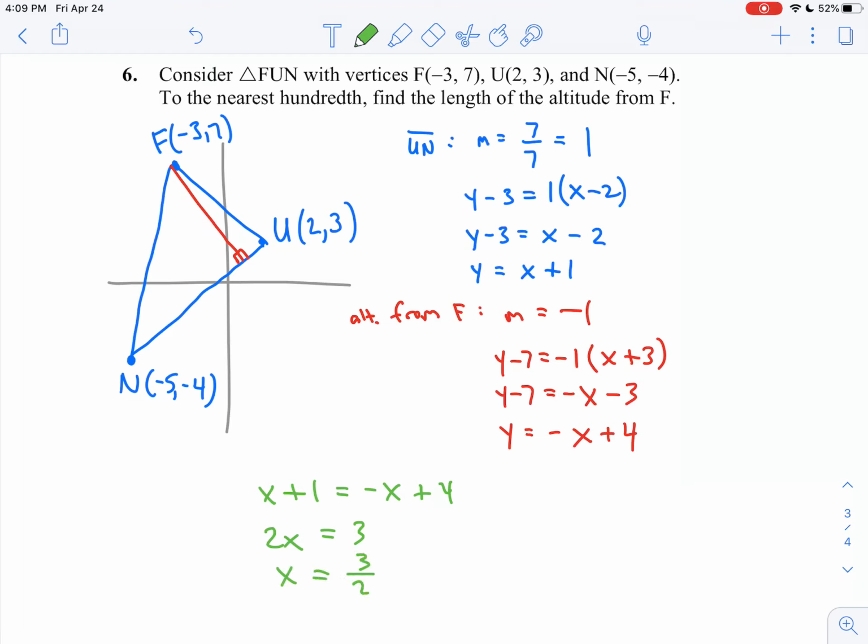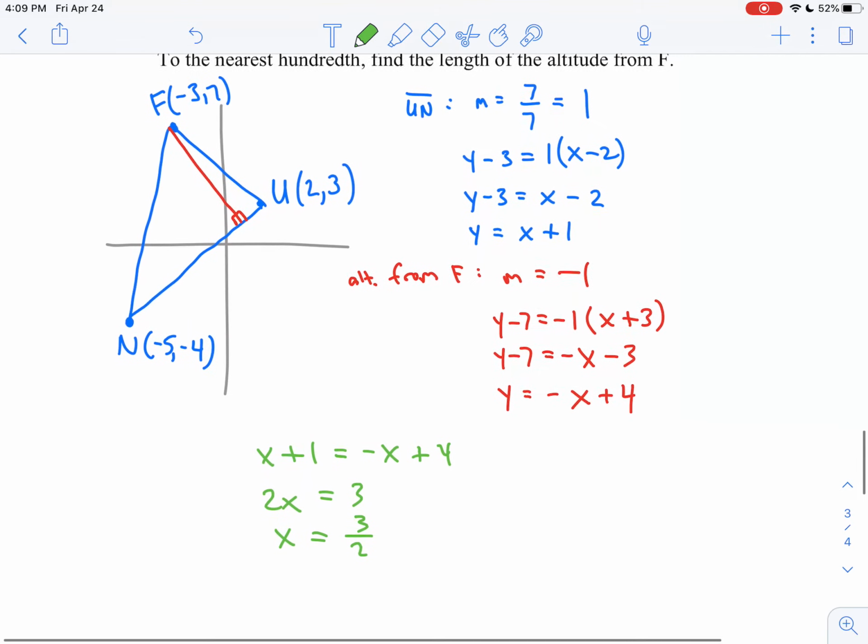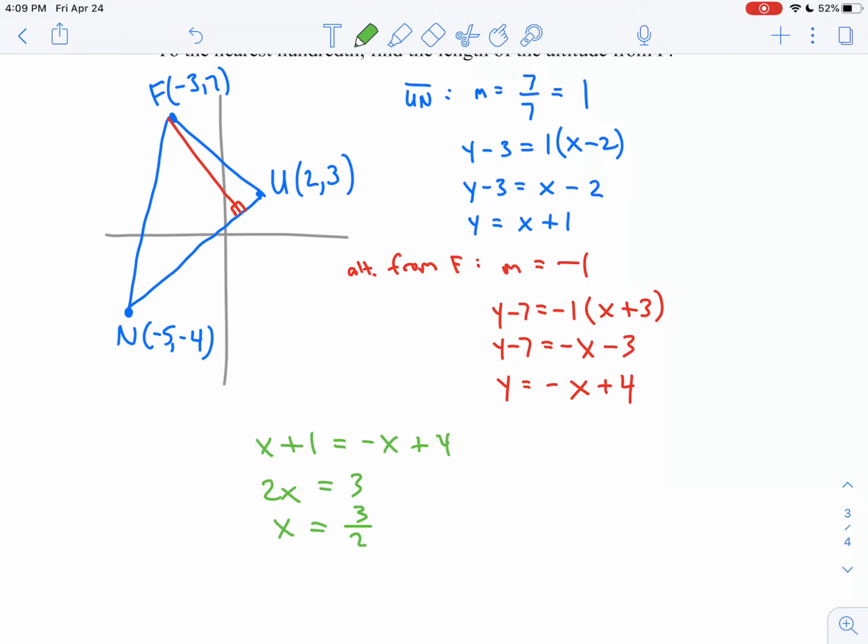All right. Now we need a y value. You can choose either the blue or the red. I think I like the blue. You take your pick. So y equals x plus 1, so y equals 5 halves. Let's go Glenbard West. We'll call this G for geometry, or G for Glenbard West. So now we have the coordinates where they intersect: 3 halves, 5 halves.